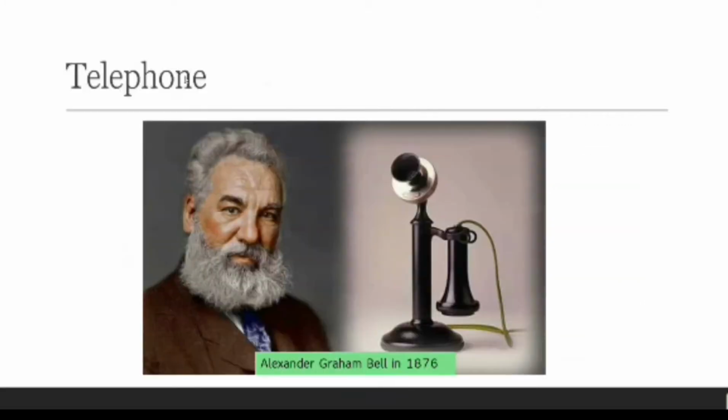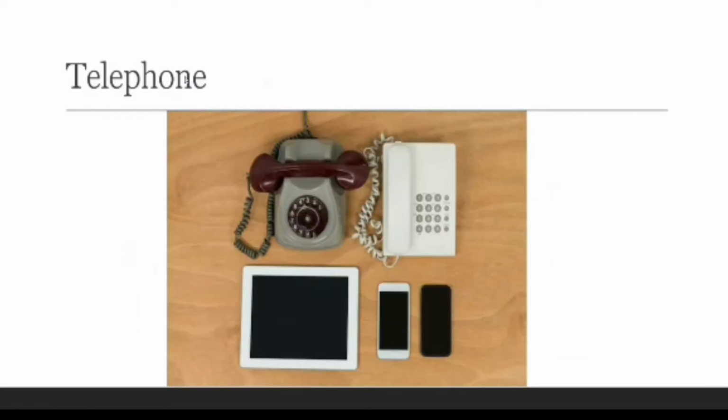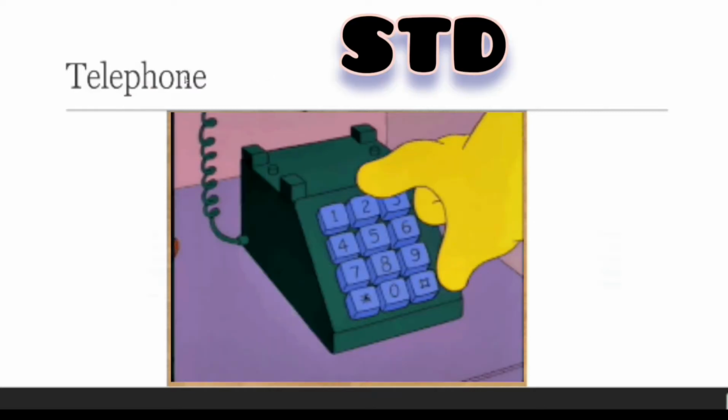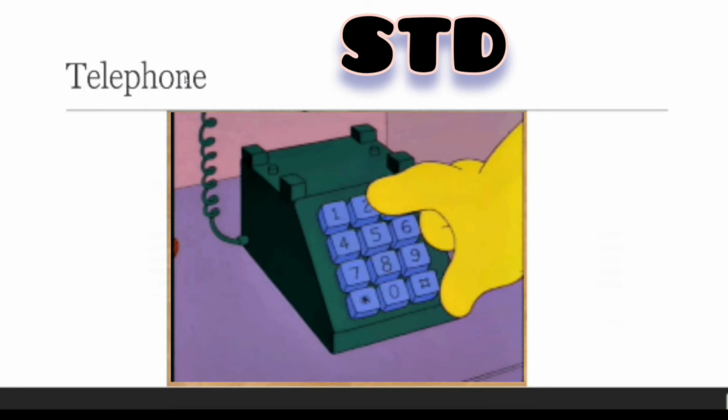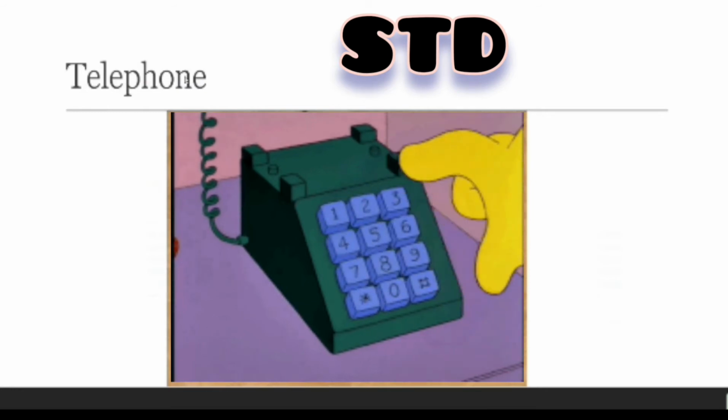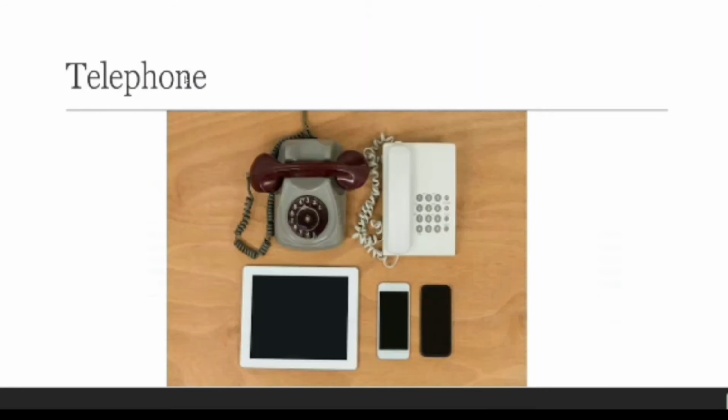Next is telephone. Telephone is a system of communication from one person to another. It helps us to talk directly to our relatives and friends. The telephone was invented by Alexander Graham Bell of USA in 1876. Mobile phones and telephone are the most popular means of communication. Today we have the STD, subscriber trunk dialing facility and mobile phones.